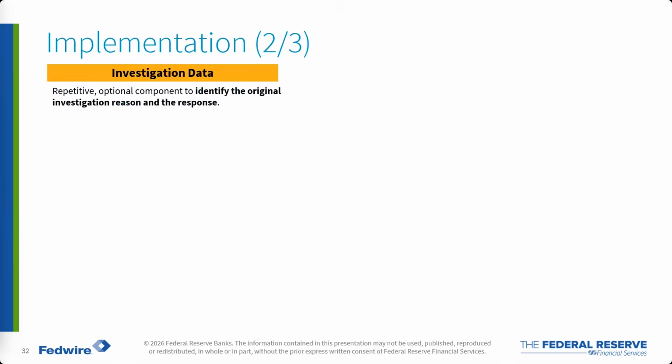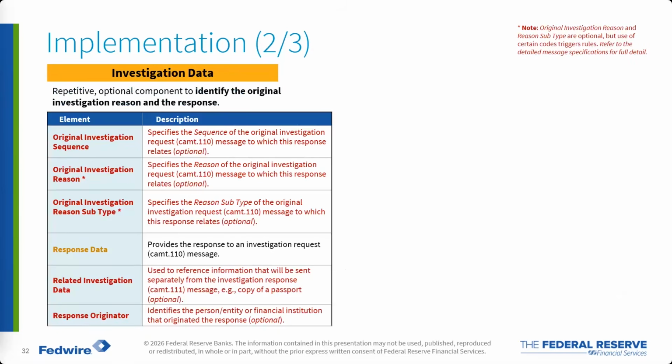This is a repetitive optional component to identify the original investigation reason and the response. Now, there is a lot of red on this slide, meaning change, but most of it is triggered by the changes to the investigation request CAMT 110 message and newly added information in that message that may or must be copied across the response message. Now, let's start with the original investigation sequence block, the first row in the table. If the request contained multiple questions, then you will use this element to tie your responses to the correct questions by using the original sequence number.